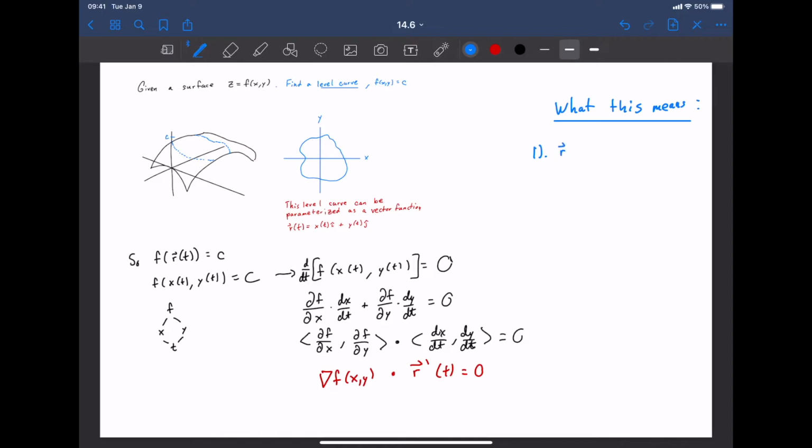R prime, this is always true, gives what on that level curve? R prime is the tangent line, gives the tangent vector, vector's slope, for the level curve. Right? At any point, R prime is that vector. 2. Let's think about what that dot product being 0 means.